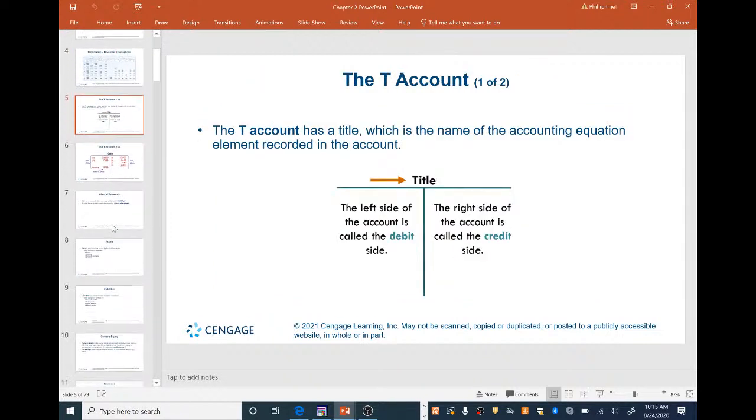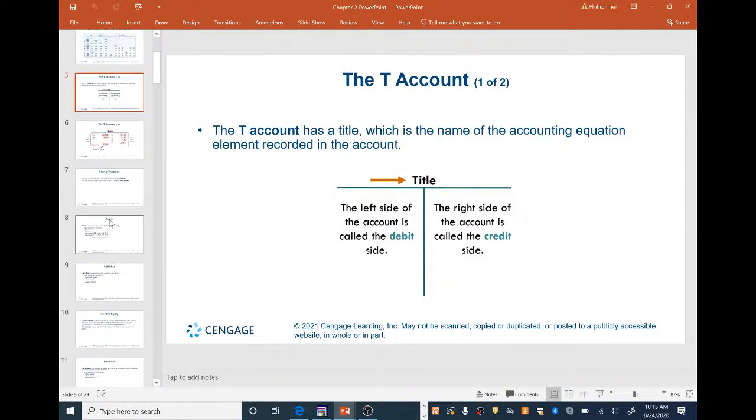Next, let's talk about the T account. This has a title, which you can see here at the top, and that's just going to be based upon whatever account we're analyzing, whether it be cash or inventories or prepaid insurance, whatever it might be. And then you have a left-hand side and a right-hand side, each a column. The left-hand side is going to be a debit. The right-hand side is going to be a credit.